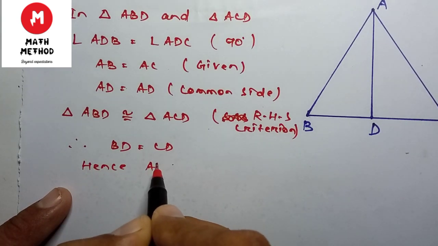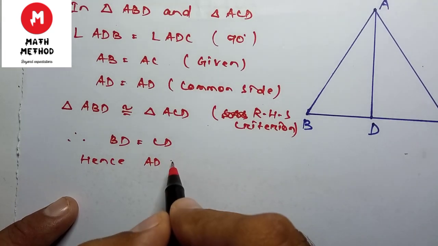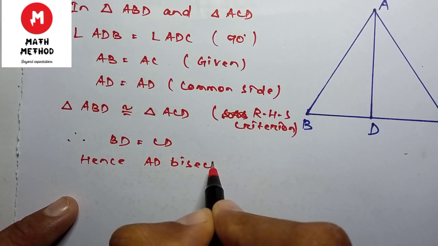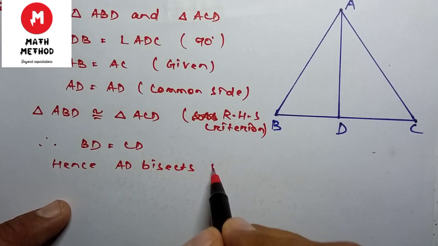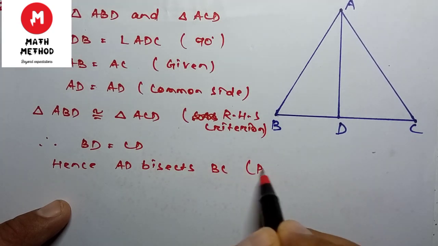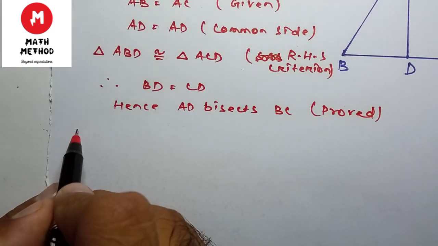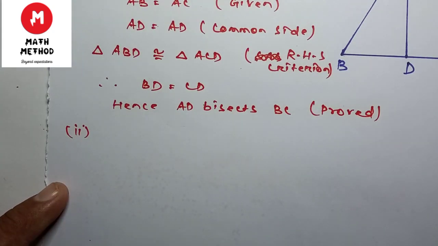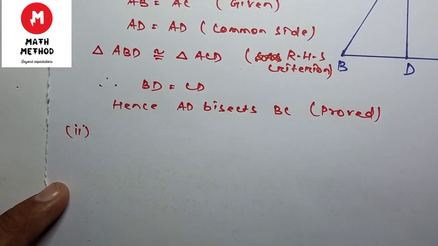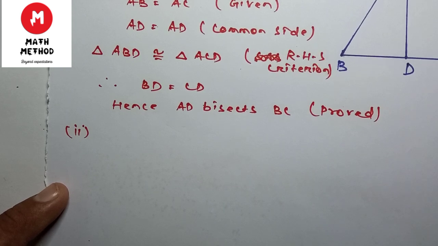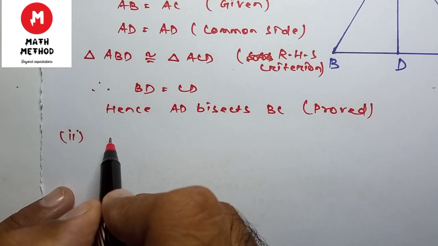Therefore hence AD bisects BC. Proved. This is our part 1 proved. By applying part 1, we have to prove part 2. AD bisects angle A.